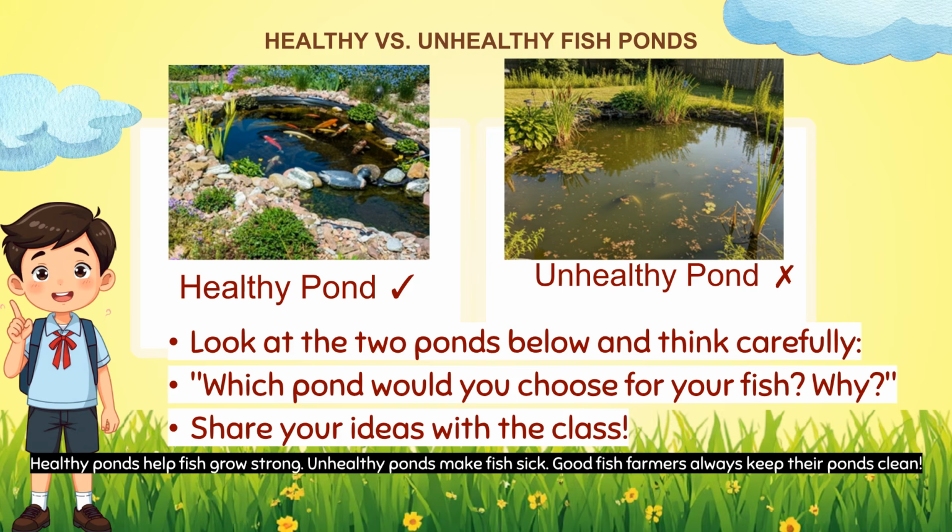Now think carefully about this question. Which pond would you choose for your fish, and why? Would you choose the healthy pond? Explain what makes it a better place for fish to live. Share your ideas with the class. Remember, healthy ponds help fish grow strong, while unhealthy ponds can make fish sick. As good fish farmers, we must always keep our ponds clean, provide good quality water, and maintain a healthy environment for our fish. So, which pond would you choose, and what would you do to keep your fish healthy?